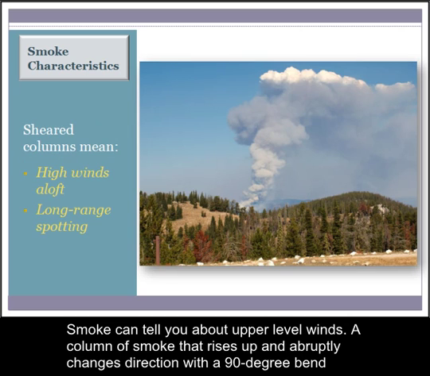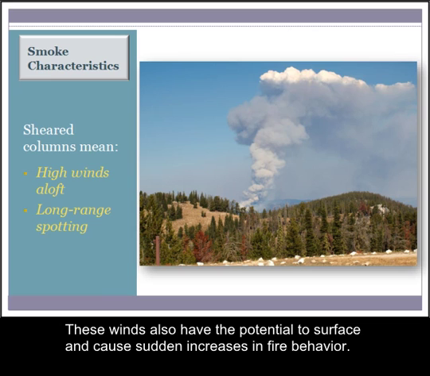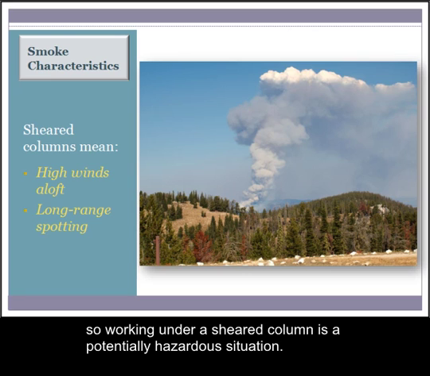Smoke can tell you about upper-level winds. A column of smoke that rises up and abruptly changes direction with a 90-degree bend is called a sheared column. This means high winds aloft that may cause long-range spotting. These winds also have the potential to surface and cause sudden increases in fire behavior. The fire may be pushed rapidly in the direction of the wind shear, so working under a sheared column is a potentially hazardous situation.